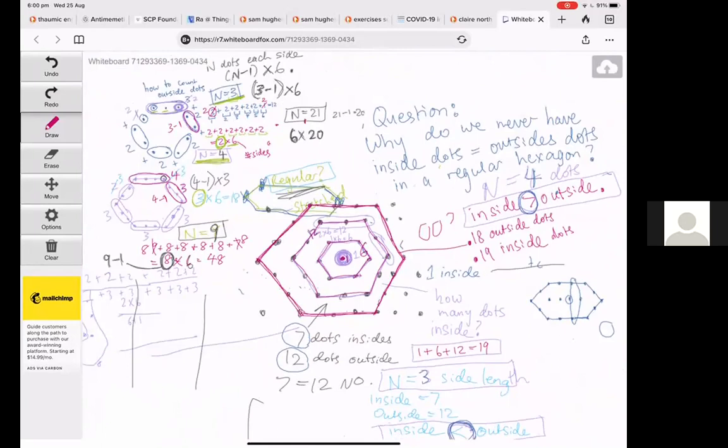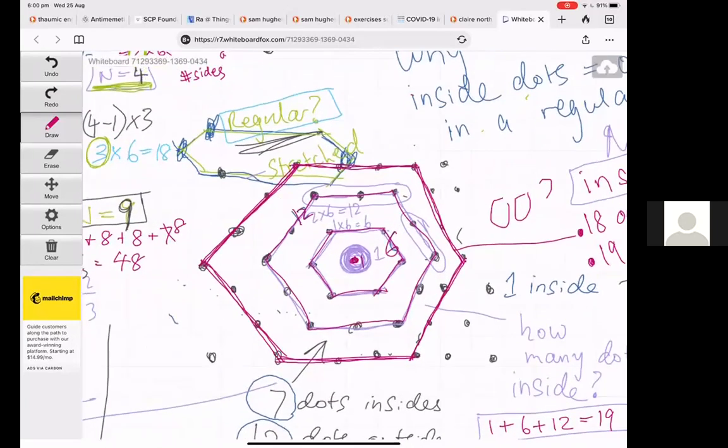Okay, so what's the difference? What about this big pink hexagon? Can you tell me how many dots are on the outside of the big pink hexagon? The biggest one here. Yeah, so that's 3 times 6, 18. Yeah, very good. 3 times 6, because you just take one less than the side length and then you just times it by 6. Exactly. So 3 is 4 minus 1, and you times that by 6.